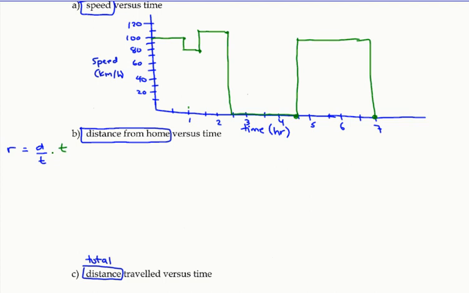Multiply both sides by t, and the time would cancel out. If we're isolating for distance, this is what you will have to do in physics. So distance is equal to rate times time, right? How fast you're traveling for how long multiplied together will give you your distance.